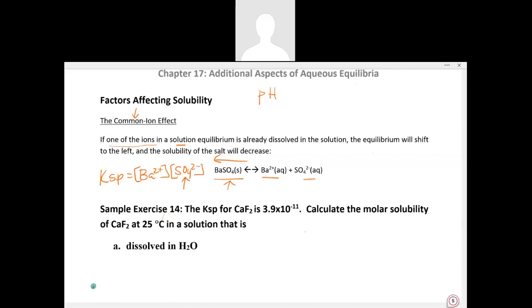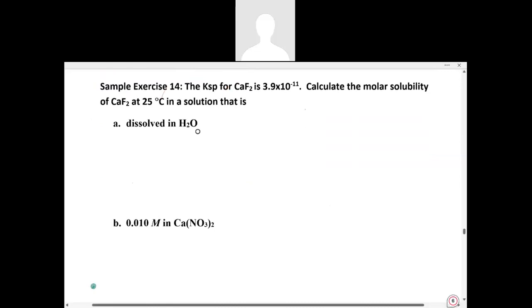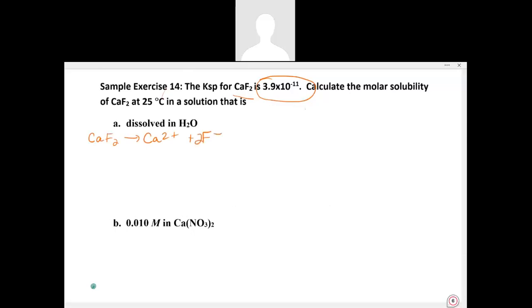So let's take a look at sample exercise 14 here. What happens to our calcium fluoride as far as how much will dissolve when we have a common ion present? We're given our KSP value up top here, 3.9 times 10 to the negative 11, and we're going to utilize that in addition to our dissociation equation. Here we know we're going to get 1 calcium ion and 2 fluoride ions for every 1 mole of calcium fluoride. So we're going to use this to set up our KSP expression.